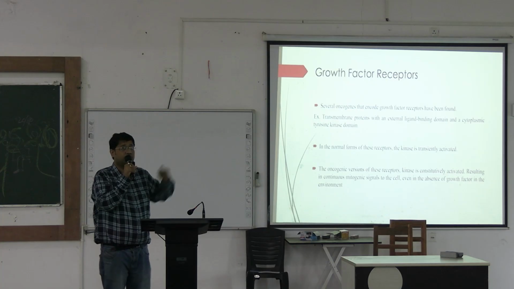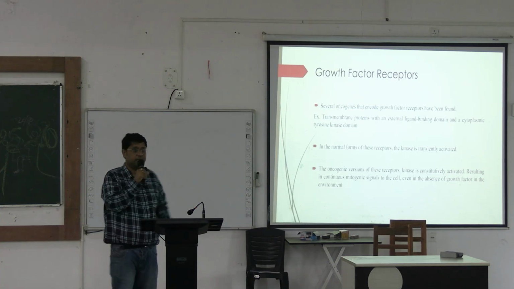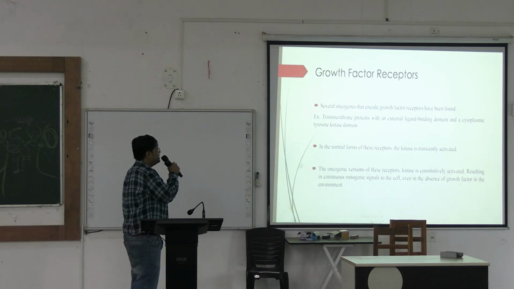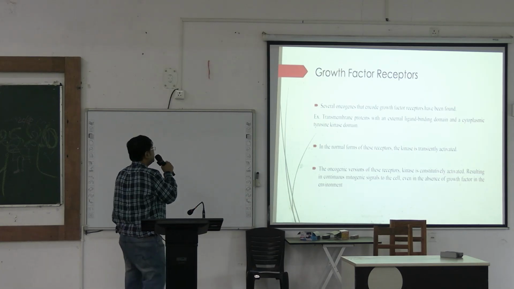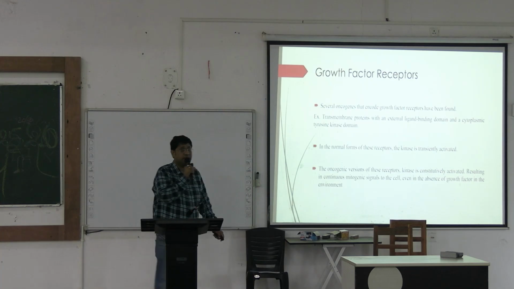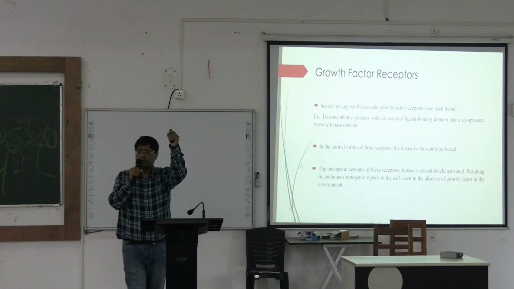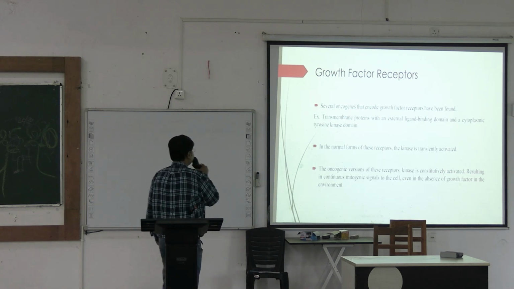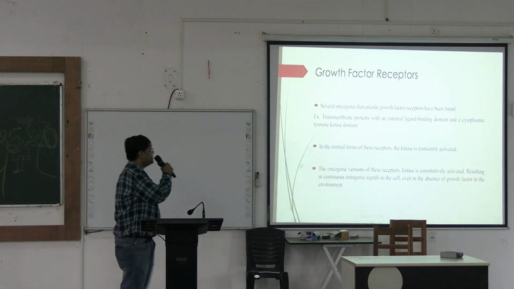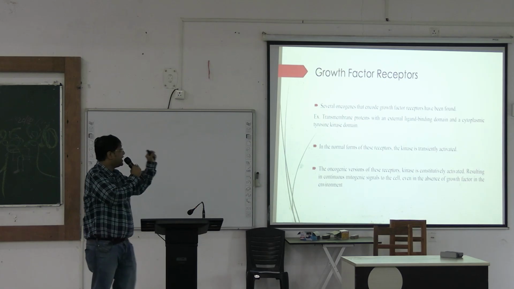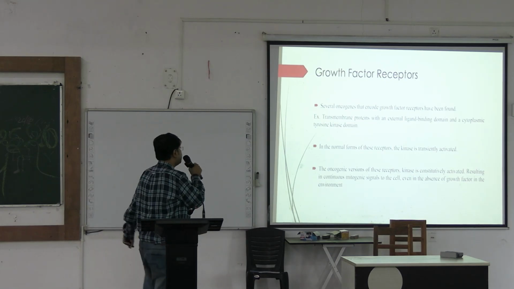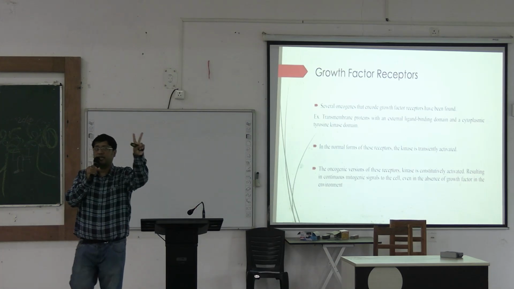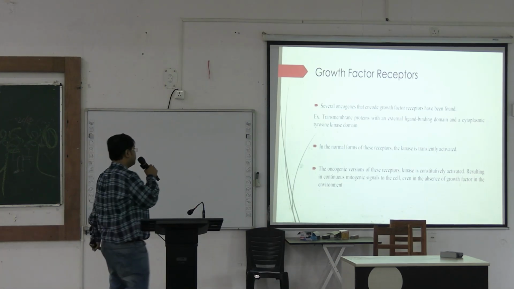So, where will the growth factors work? In the growth factor receptors. Several oncogenes that encode growth factor receptors have been found. They are transmembrane proteins. You have read all this in physiology, haven't you? Transmembrane proteins with an external ligand binding domain and a cytoplasmic tyrosine kinase domain. Ligand binding domain, tyrosine kinase domain. Two domains you have to remember.